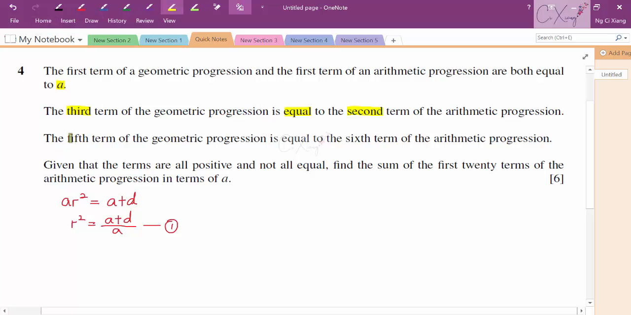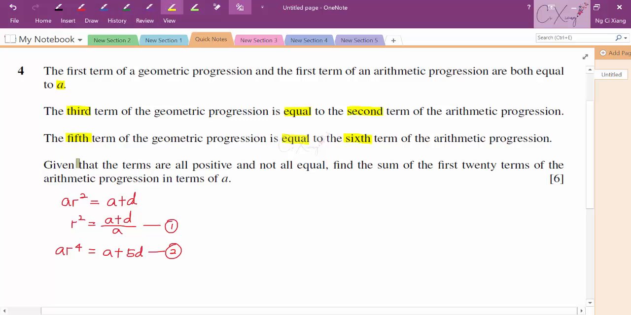Then, the fifth term of the geometric progression is equal again to the sixth term of the arithmetic progression. So from here, we can form another equation where the fifth term of the geometric progression will be AR to the power 4, equal to the sixth term of the arithmetic progression. So I have A plus (n minus 1)D, and 6 minus 1 is 5. This is my second equation. From all the sentences here, we can form two important equations.